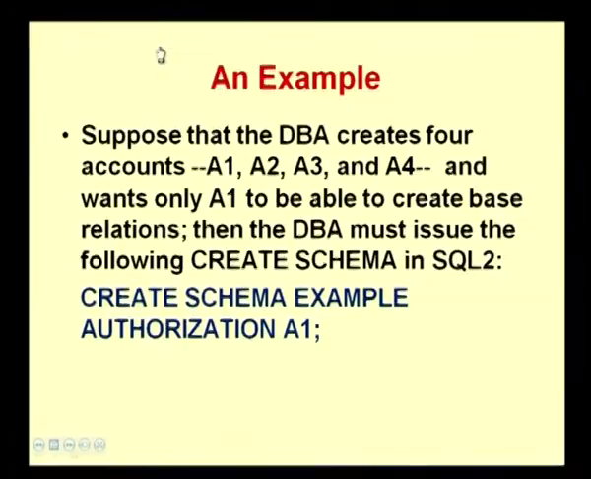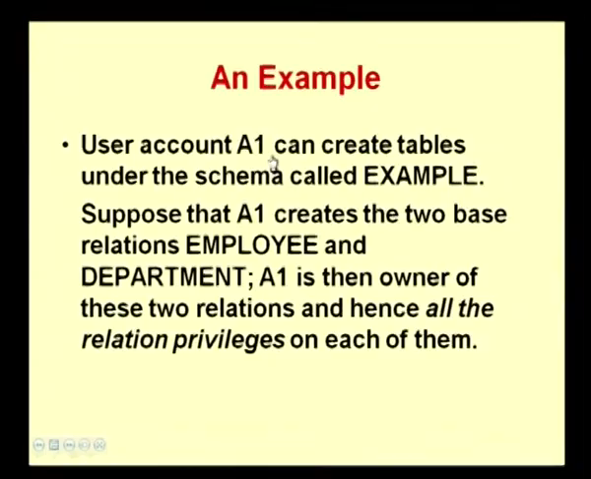So, let us take an example. Suppose that DBA creates 4 accounts A1, A2, A3 and A4 and wants only A1 to be able to create the base relations, then the DBA must issue the following: create schema in SQL2, CREATE SCHEMA EXAMPLE AUTHORIZATION A1. So, he is authorized to create as account A1. User account A1 can create tables under the schema called EXAMPLE. Suppose that A1 creates 2 base relations, EMPLOYEE and DEPARTMENT.